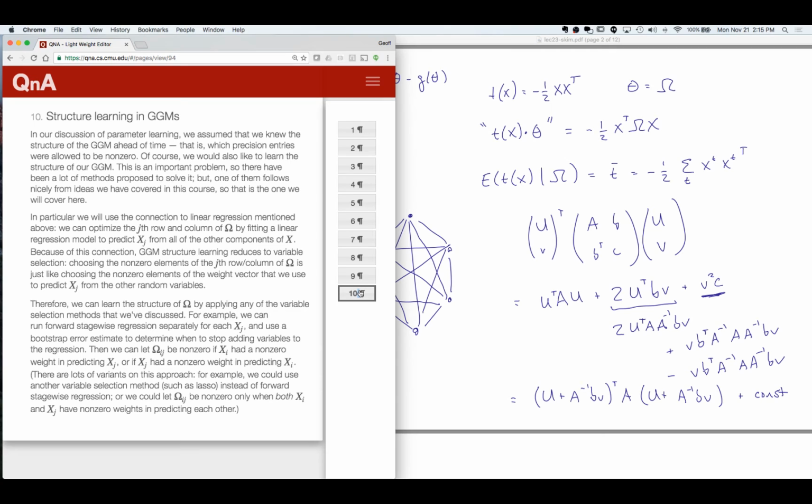And it turns out that, just like for estimating the parameters, there's a huge variety of algorithms that people have proposed for estimating the structure. I'm only going to describe one of them. We picked this one not because it's the best, but because it's fairly simple and it uses only ideas that we've covered so far.